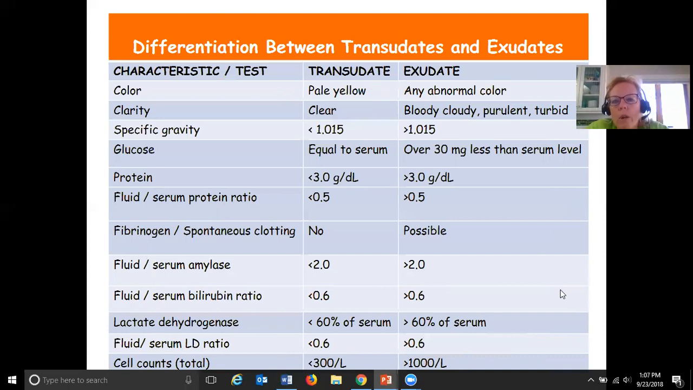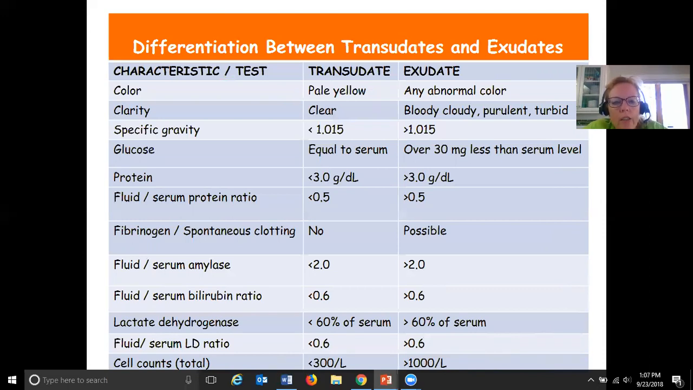So remember, the transudates are just due to a chronic condition like congestive heart failure. An exudate is due to a problem with the cells or the lining of the membranes themselves. So an infection or whatever, a malignancy. So any abnormal color, there could be blood present, it could be cloudy, it could look pussy. It usually has a high specific gravity over 1.015, and then the glucose is significantly less than the serum level.